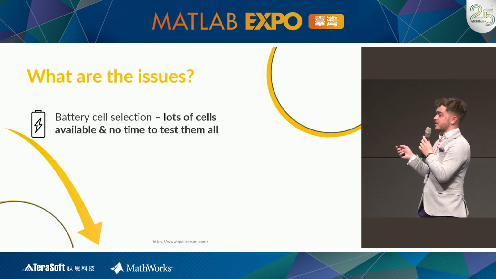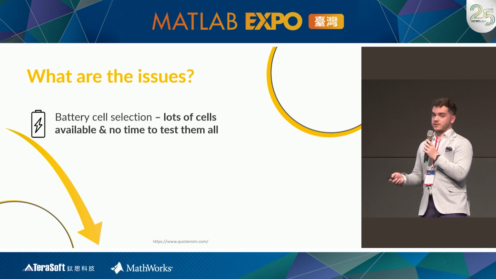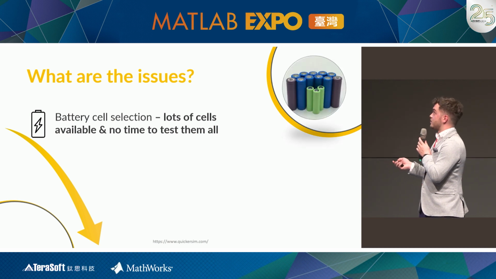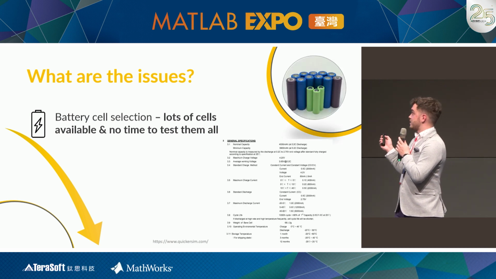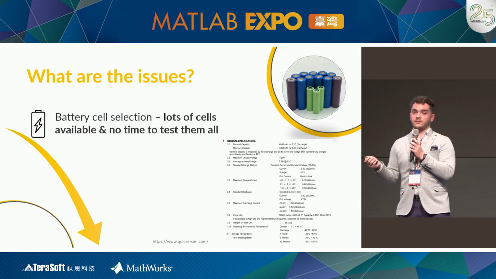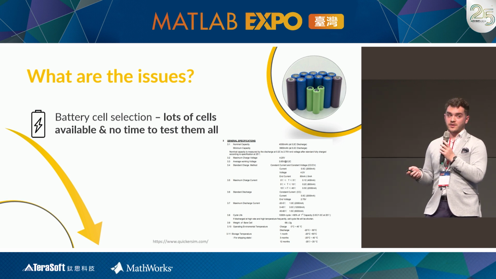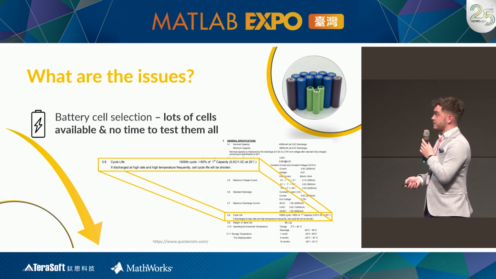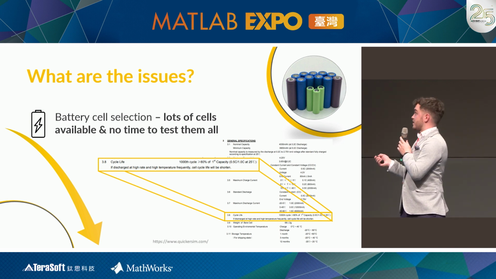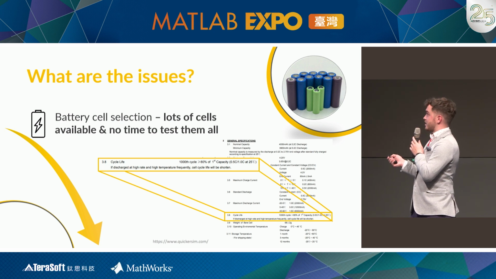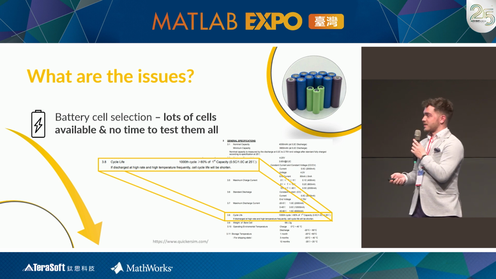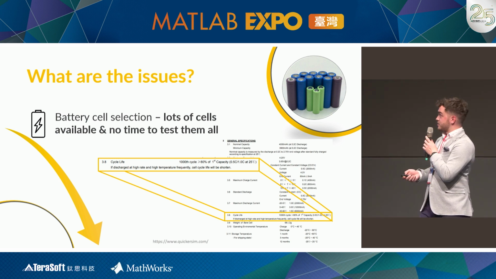In the battery cell selection, there are just a lot of cells, and there are new ones coming all the time, and there is just no time to test them all. And the data sheets that they go with usually have just very limited information. Like for example, here the only information about the cycle life that we get is that for 0.5 C or 1 C current at 25 degrees Celsius, the cell should have 80% SOH for at least 1,000 cycles.